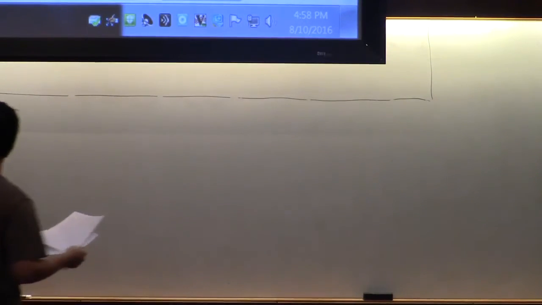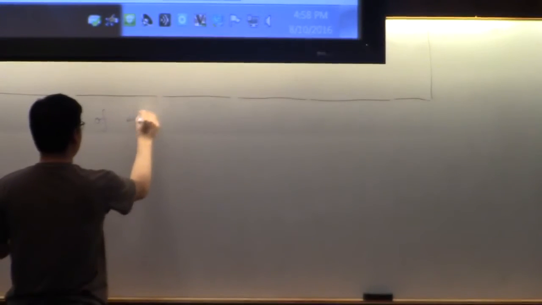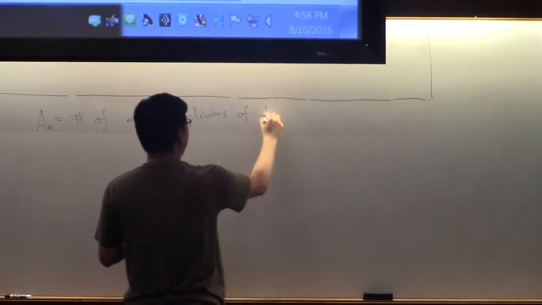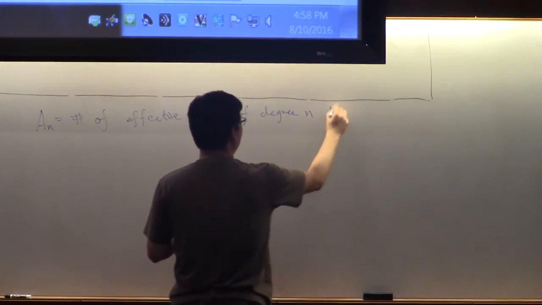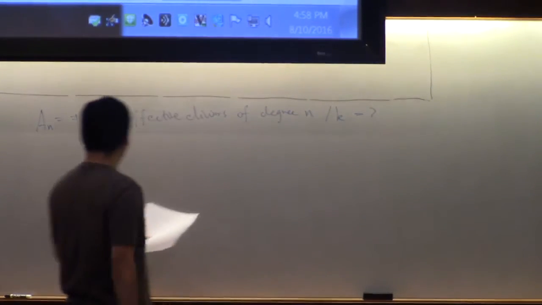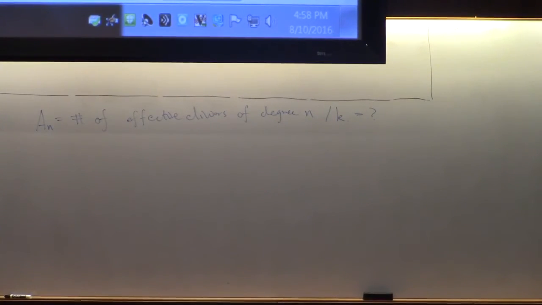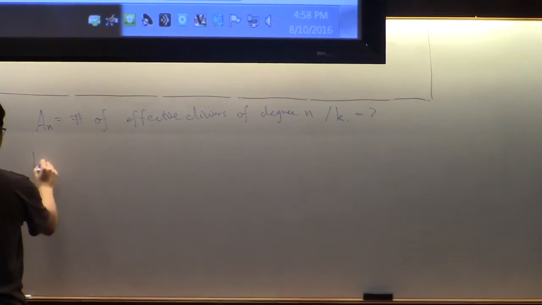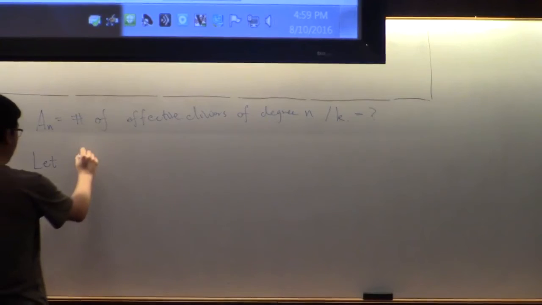So now we want to use this Riemann-Roch theorem to compute this A_n, this number of effective divisors of degree n defined over k. So this is the number we want to compute. So how is this number related with this dimension? To give the proof, I need to introduce some numbers.